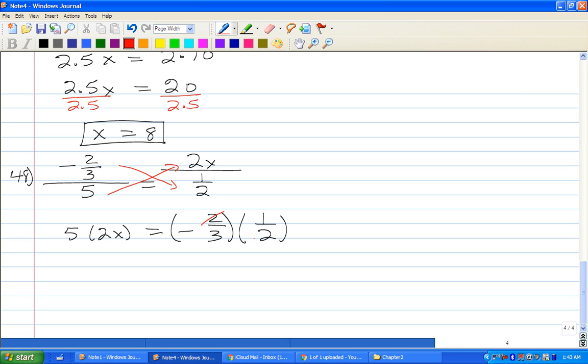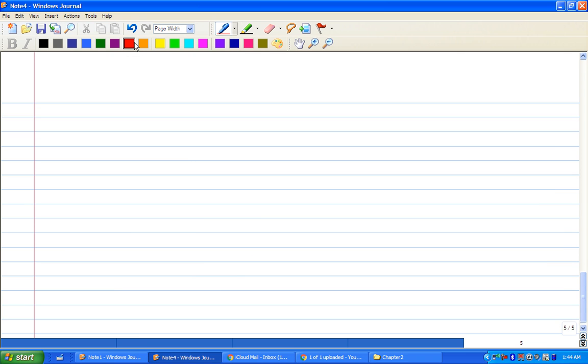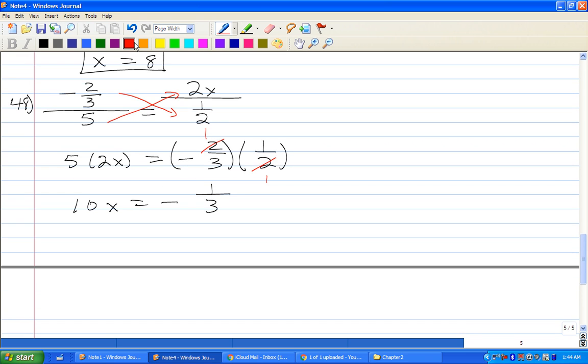Well, the 2's cancel. 5 times 2x is 10x. Negative times positive is negative. 1 times 1 is 1. 3 times 1 is 3. Let me get rid of the denominator. So let me multiply both sides of my equation by 3.